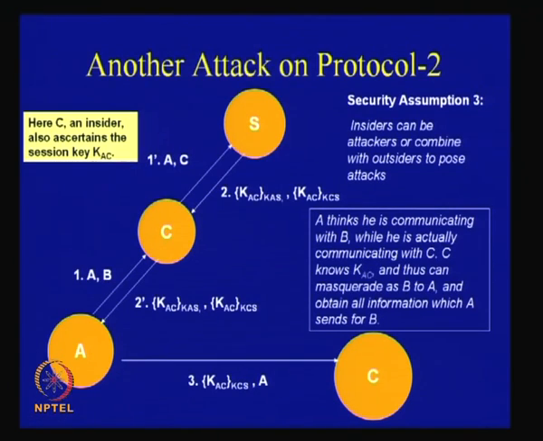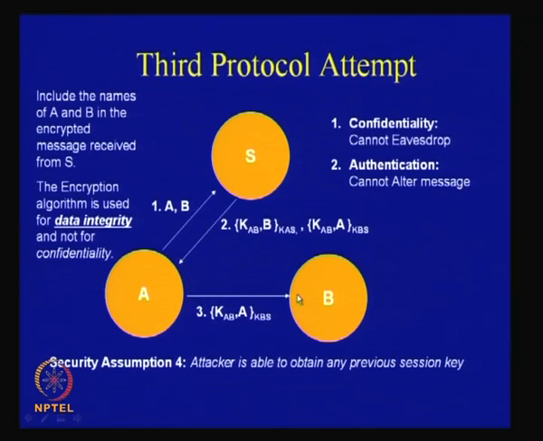So, what is the implication of these two protocol attacks? The implication is that we have to use the identifiers A and B inside the encrypted packets. The encryption algorithm in this case has to be used for data integrity and not for confidentiality. Previously we have used the encryption algorithm for confidentiality, that was the first step, but in this case we are actually using the encryption algorithm for data integrity, because we want to convince B that it is actually communicating with A, and I want to convince A that it is actually communicating with B, right.